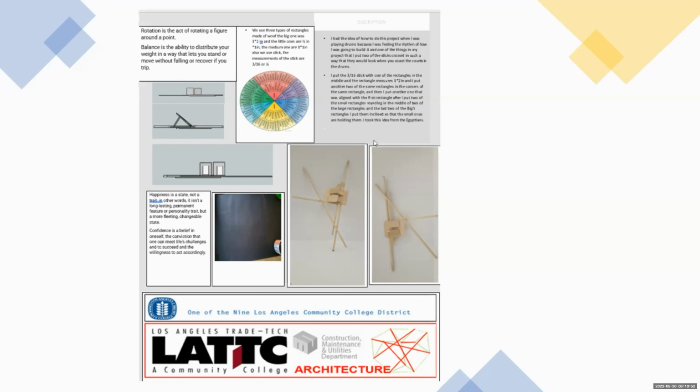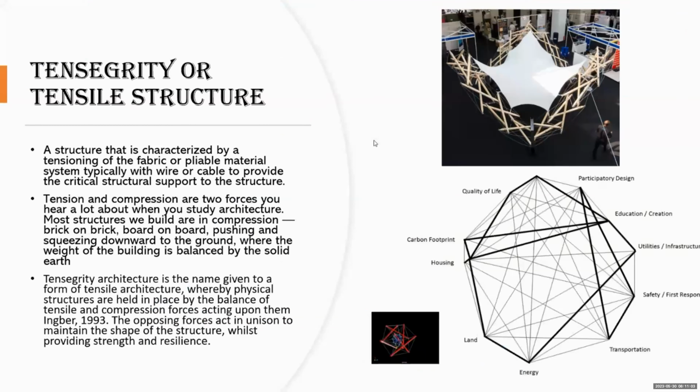Balance is the ability to distribute your weight in a way that lets you stand or move without falling, or recover if you trip. So this is the tensegrity. One thing that I found is that they also call it the tensegrity tile structure: a structure characterized by tension of fabric or pliable material systems, typically with the use of cable to provide the critical structural support.